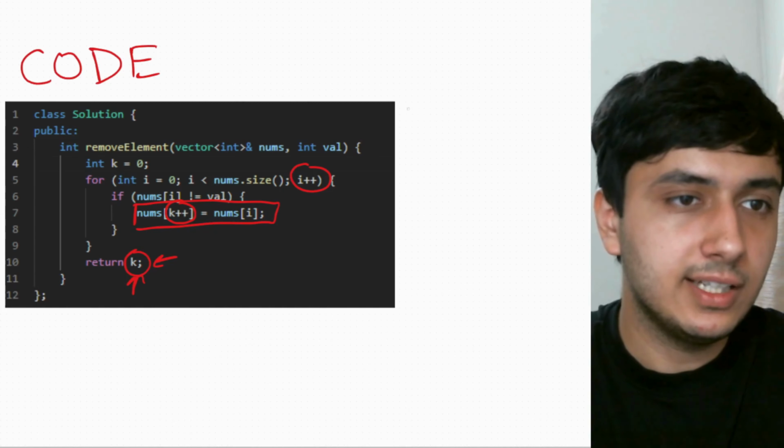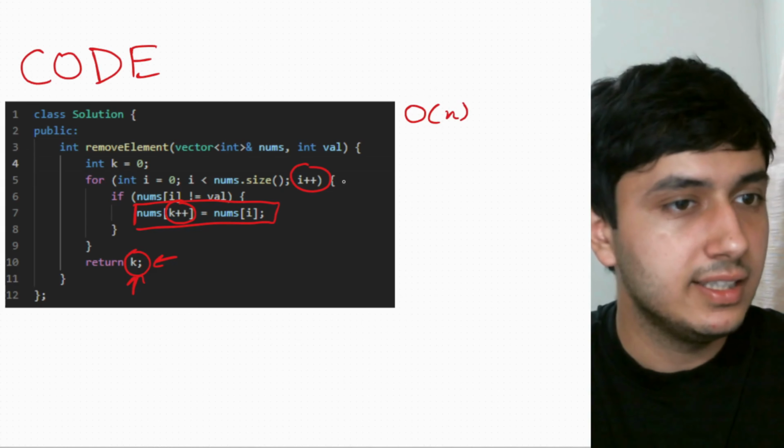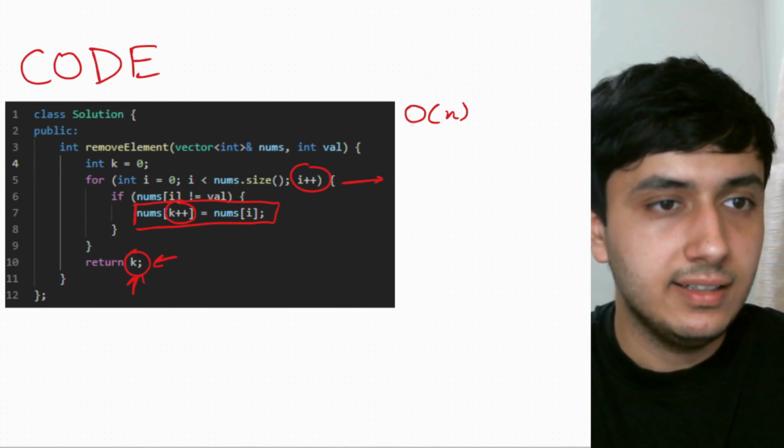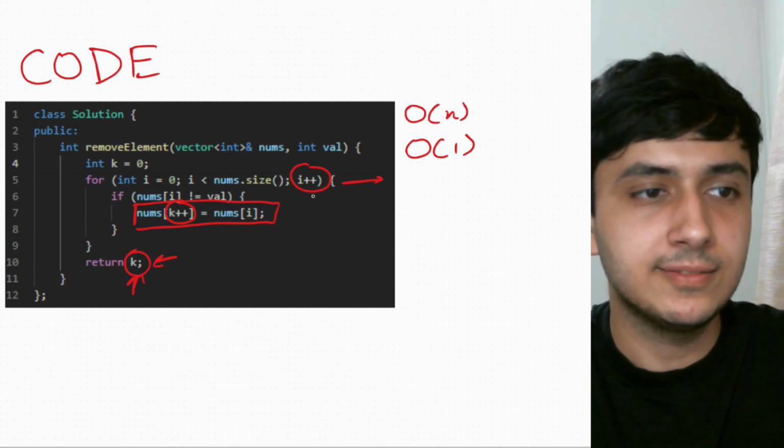At the end, I've already told the time complexity. It will be O(n) since you're going through the array once through the for loop, and the space complexity for this will be O(1) since we're doing it in place.